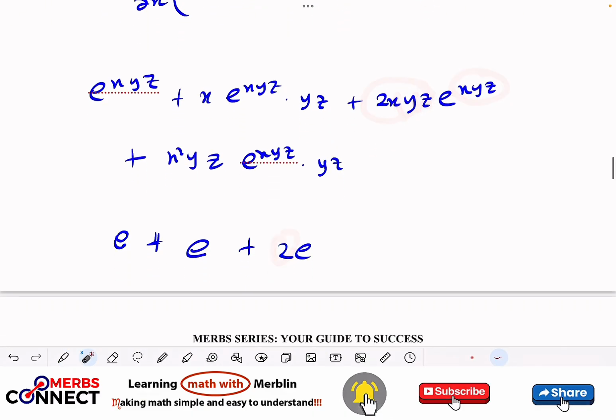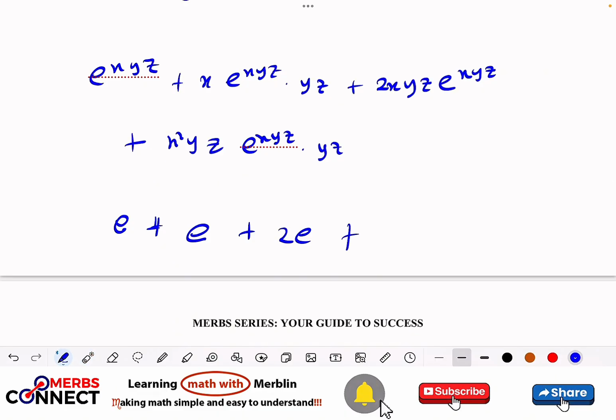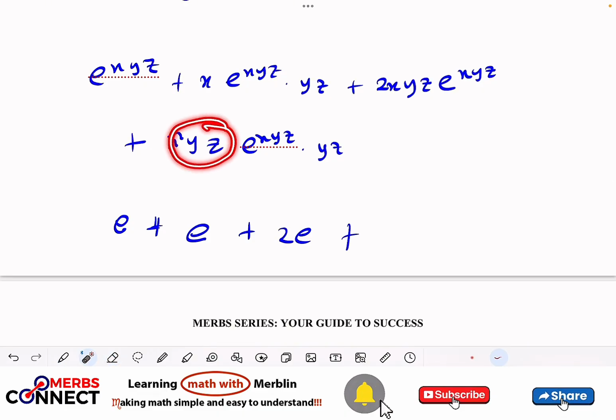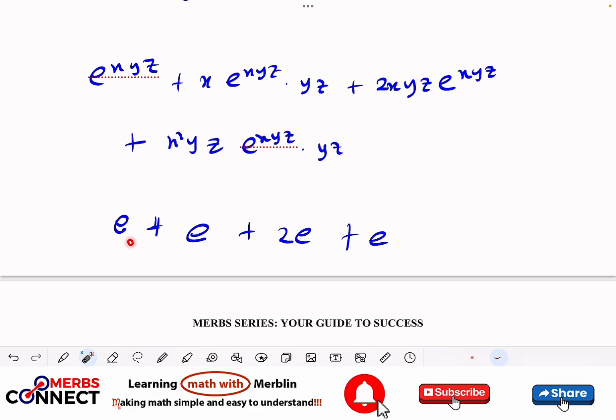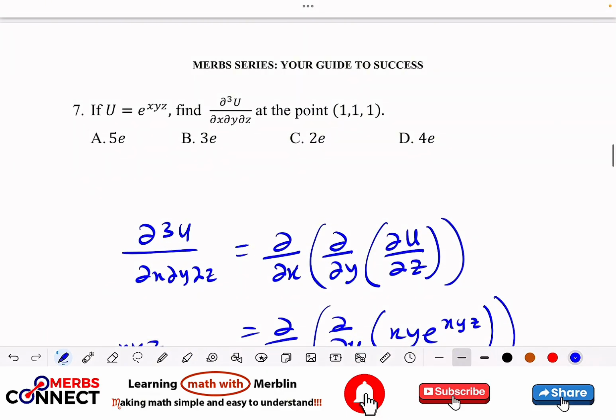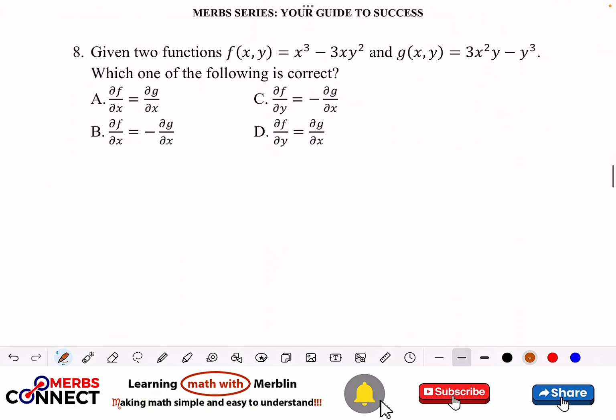and this one will be 1. Then plus, plug in 1 here, everything here 1, everything here 1. This one will be 1. We are going to have this. So 1, 2, 3, 4, 5. So this is going to give us 5e as the result here, which is A. So that's question 7. Let's look at question 8.